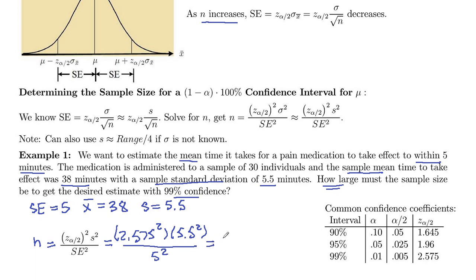If you enter this into the calculator, you get 8.02, and we always round sample size up. So this would round up to 9, because 8 would not be quite big enough to get that sampling error or margin of error of 5. So we always round up for sample size.